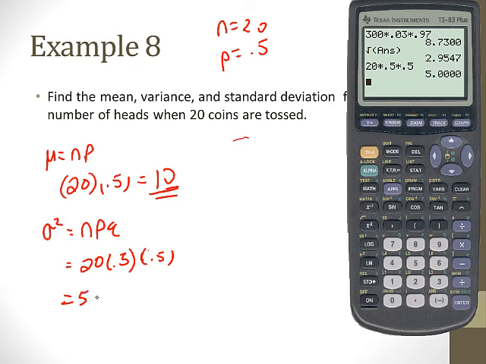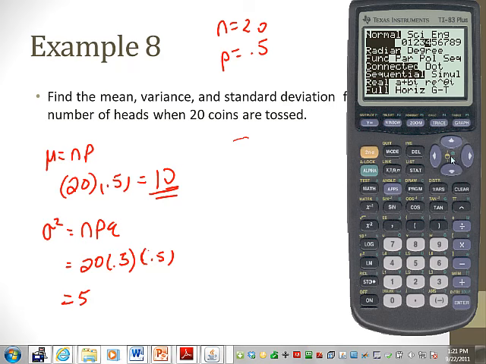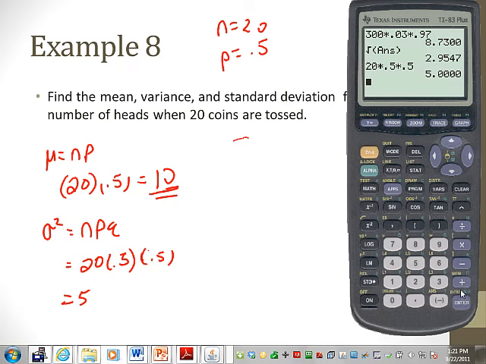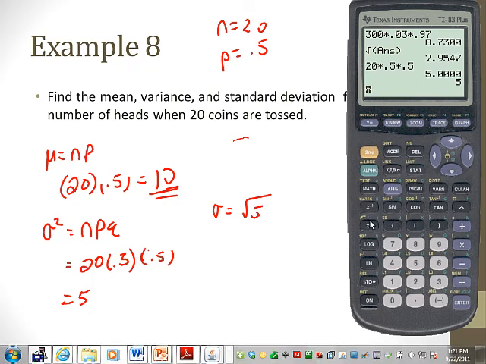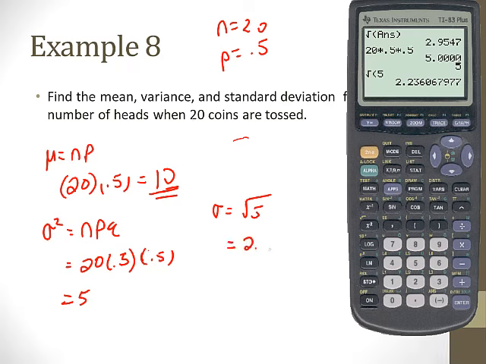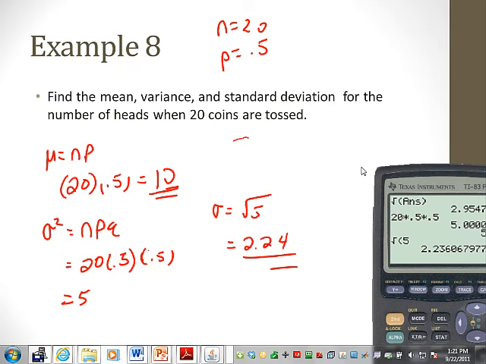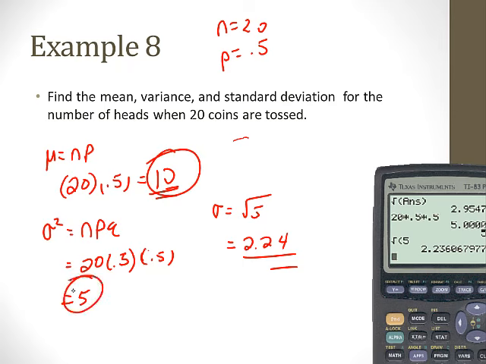My calculator is still rounding to 4 decimal places, so maybe I should go ahead and take that off. Float. Notice I just get 5. And so what is the standard deviation? It's going to be the square root of that variance. Square root of 5, which is about 2.24. So again, we have the mean, 10, variance 5, standard deviation 2.24, the square root of 5.